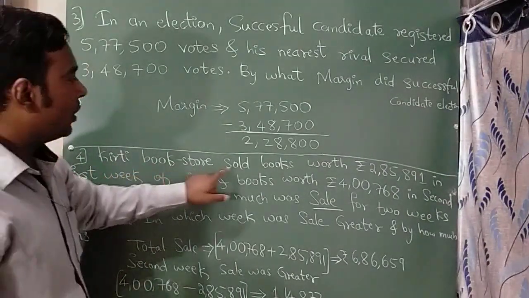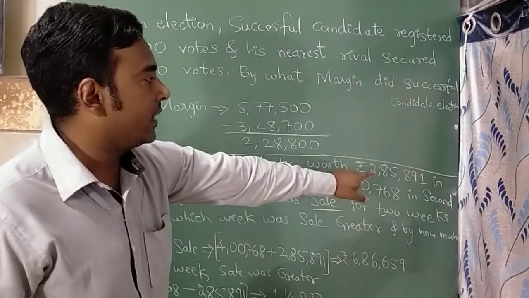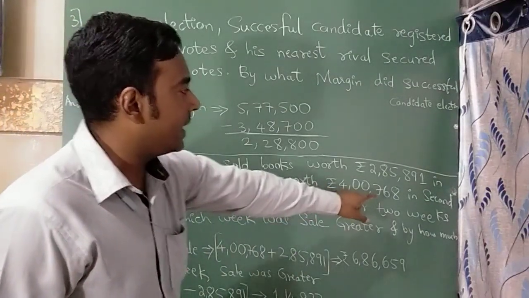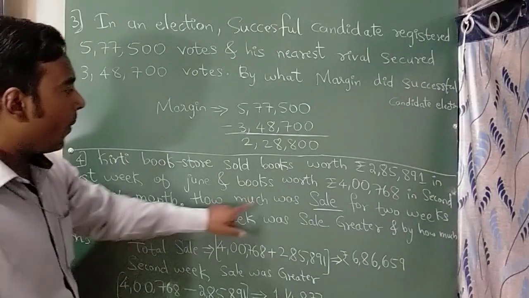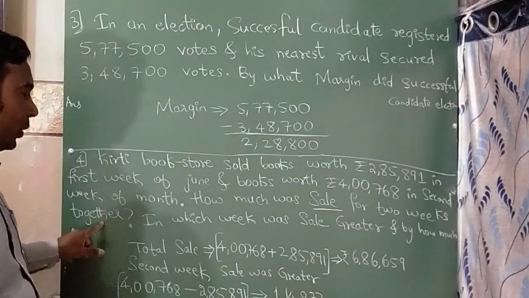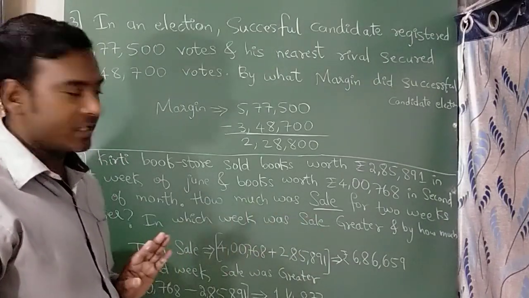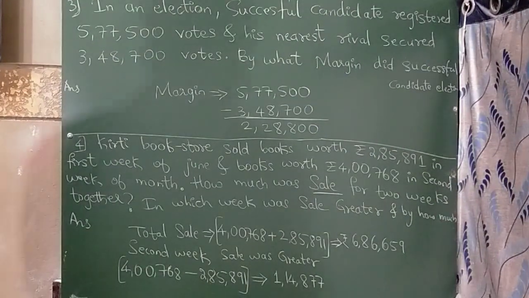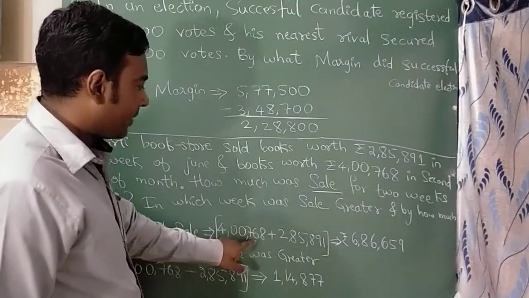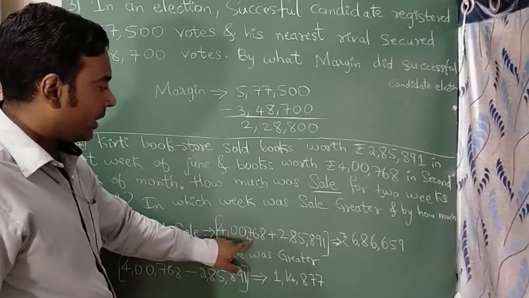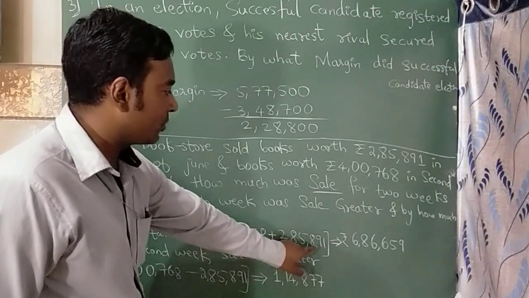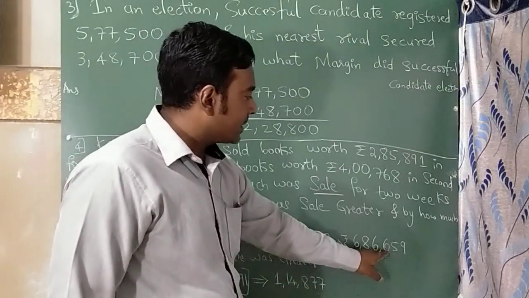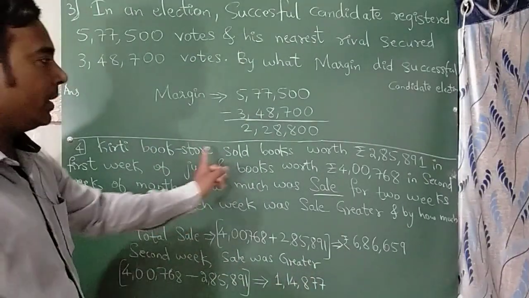Kirti bookstore sold books worth 2,85,891 in the first week of June, and books worth 4,768 in the second week of the month. How much was the sale for the 2 weeks together? In which week was the sale greater and how much? So they are asking for the total sale. So the total sale is 4,768 plus 2,85,891. If you add this, you will get 6,86,659 rupees as the total sale in both weeks.